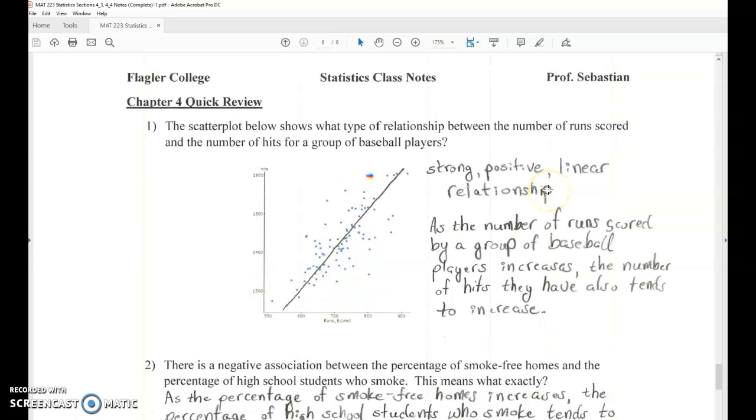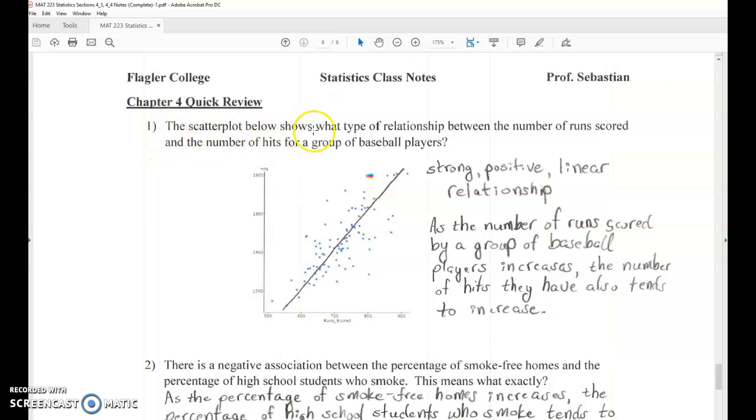Hey, once again, everybody, this is Professor Sebastian back to our statistics class notes, and we're on the last page of our Chapter 4 notes. We're on page 59. So this is a Chapter 4 quick review just to make sure the main points of Chapter 4 are quickly got across one more time.